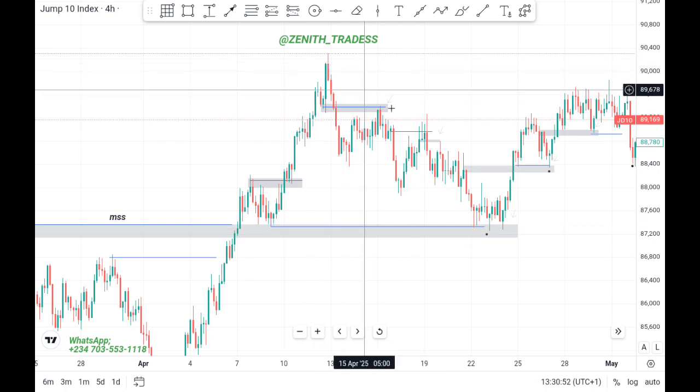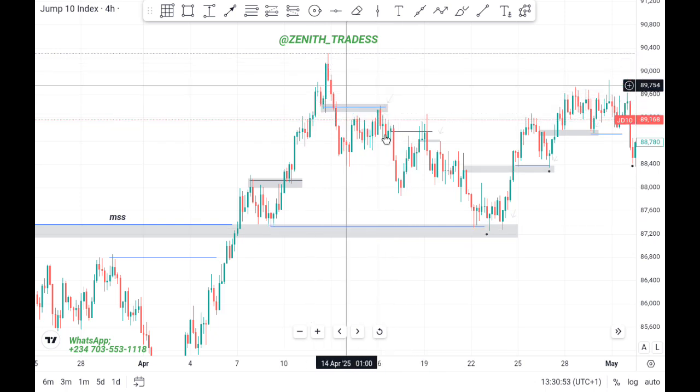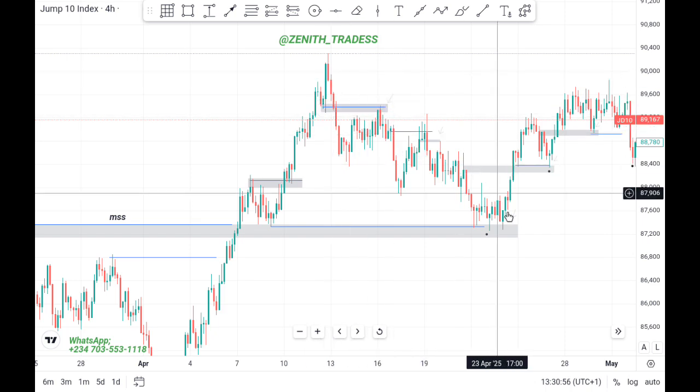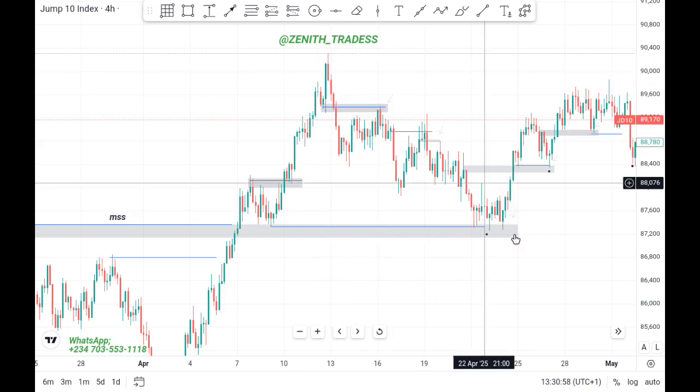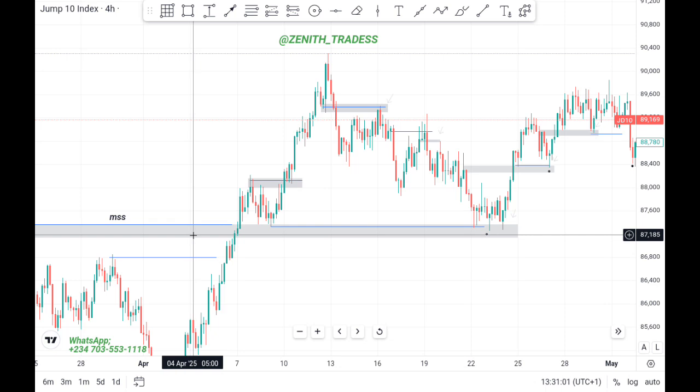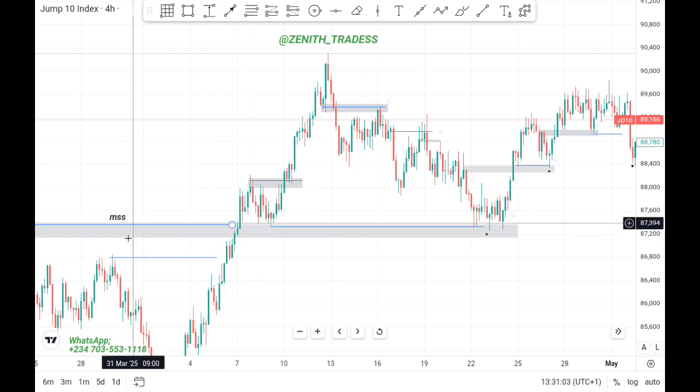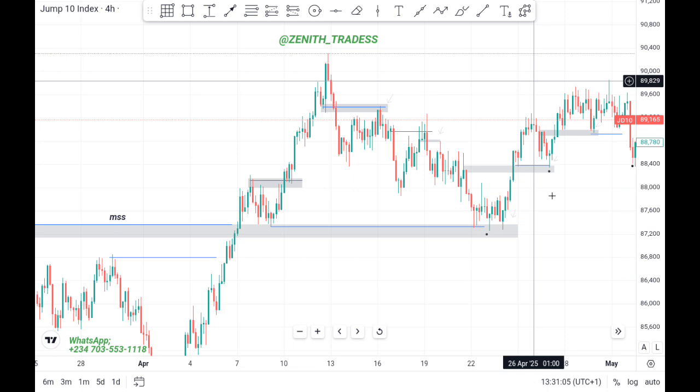So we say this breaker block is high probability because we are trading in line with the corrective move objective. What's the objective of the corrective move? To come and sweep this low. All right, change of market structure shift has happened. We are now in a bullish trend, for it is now bullish.